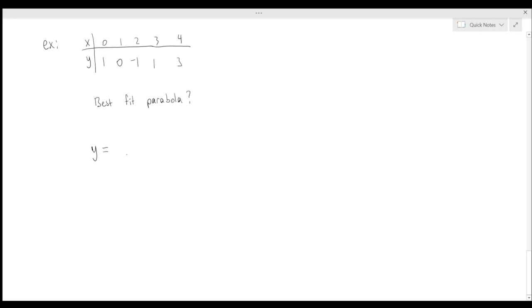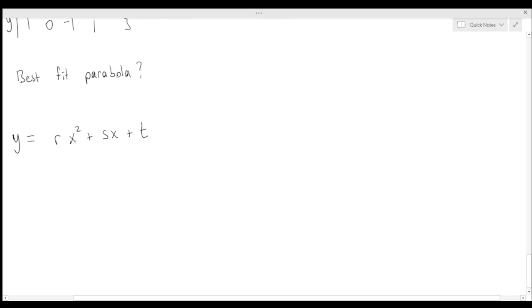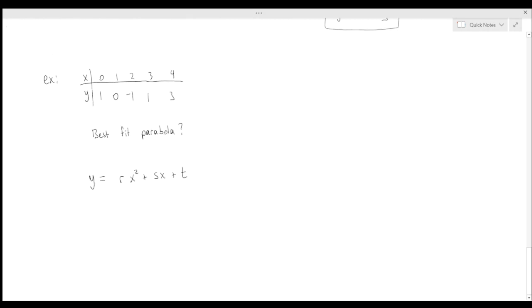So let's see here. Okay, I will write the equation as rx squared plus sx plus t, okay? All right. So this is a generic quadratic equation. It would represent sort of a generic formula for a parabola.